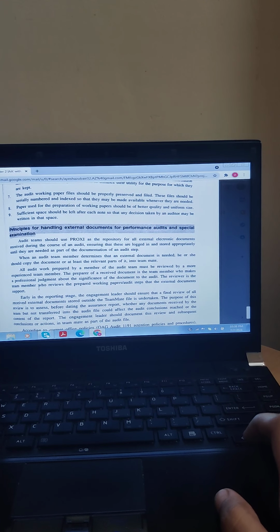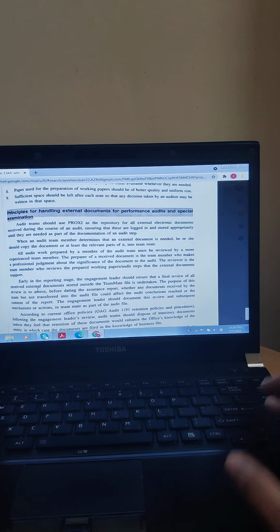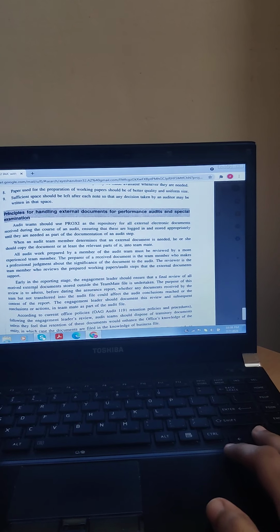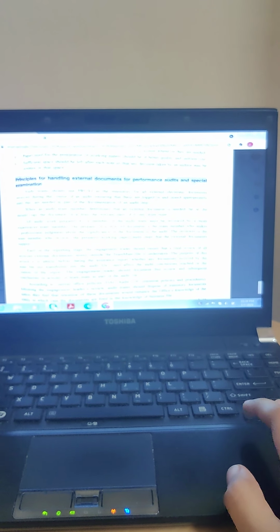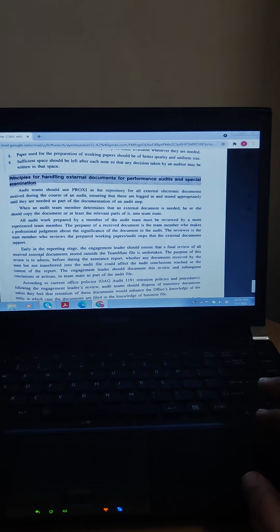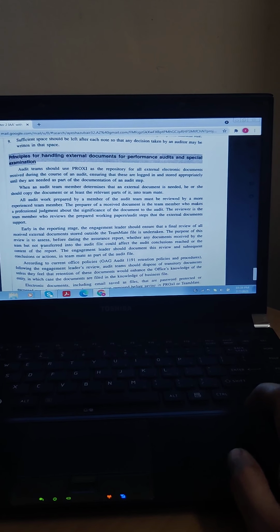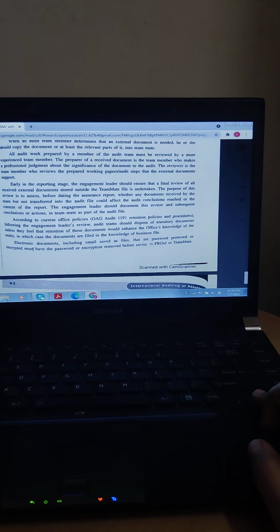Next are the principles for handling external documents for performance audits and special examinations. Similar documents have to be submitted. In case any person is missing, how you are going to maintain proxies, how you are going to store everything in electronic documentation, and how you are setting up your documents electronically and maintaining paper and handwritten reports for the reviewer in order to support your audit evidence.